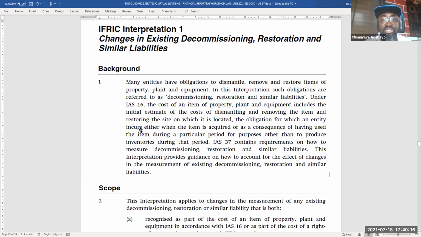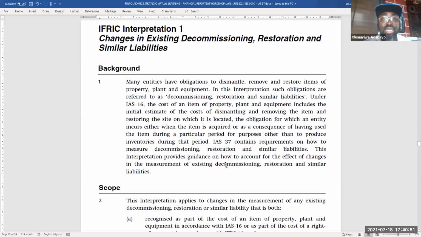The obligation is one which an entity incurs either when the item is acquired or as a consequence of having used the item during a particular period for purposes other than to produce inventory during the period. IAS 37 contains requirements on how to measure decommissioning, restoration, and similar liabilities, which we have discussed earlier. And this interpretation provides guidance on how to account for the effect of changes in the measurement of existing provisions for decommissioning, restoration, abandonment costs, and similar liabilities.